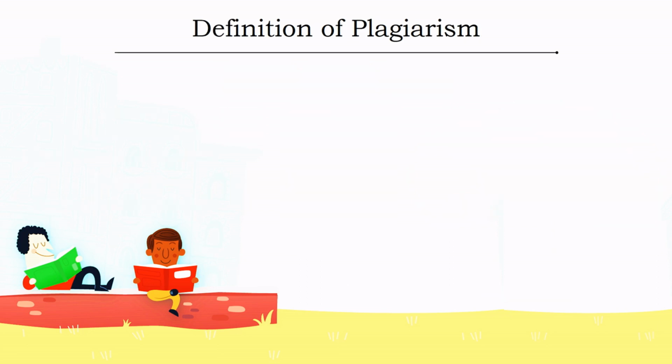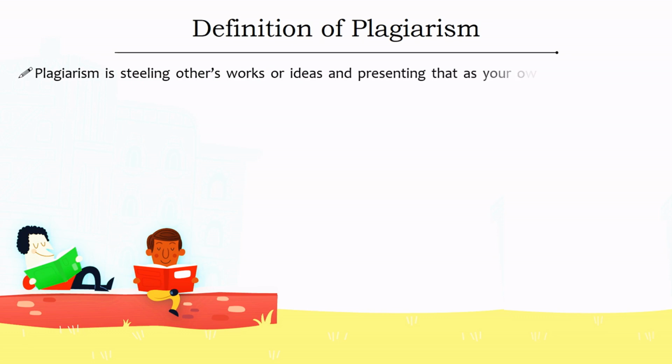Moving towards the definition of plagiarism, there is no single specific definition of plagiarism. Several universities, organizations, and academicians define plagiarism from different perspectives. We will discuss some simple and widely accepted definitions of plagiarism. Let's see. In a simple way, plagiarism is stealing others' works or ideas and presenting that as your own. Someone else's work means anything that is not your own idea. This means cheating from others, and claiming that it belongs to you.